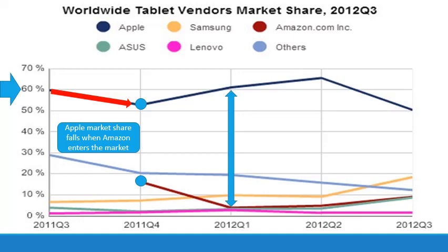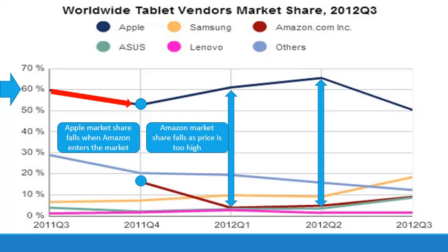But notice that by the beginning of 2012, Apple market share has increased while Amazon market share fell. The reason why Amazon market share falls is the price is just too high. So basically, Amazon enters the market, they try to directly compete with Apple at a price point, and they lose. And so you'll see what happens to them.